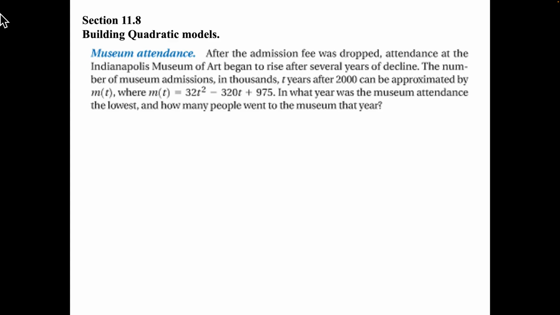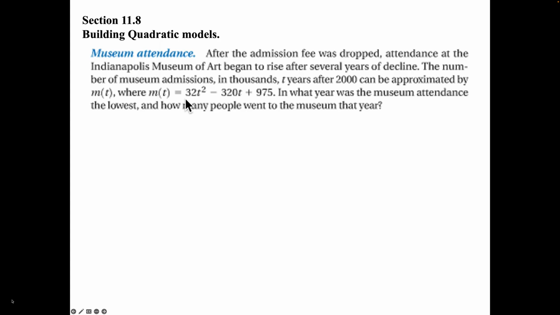So as I read the first problem, see if you can find the dead giveaway and what we're going to look for. It says, after the admission fee was dropped, attendance at the Indianapolis Museum of Art began to rise after several years of decline. So that means it was going down and now it's going back up. So it's the shape of our graph.